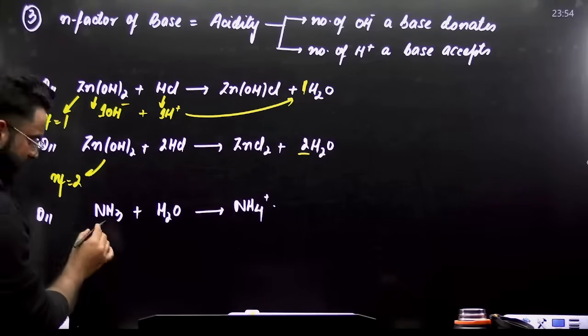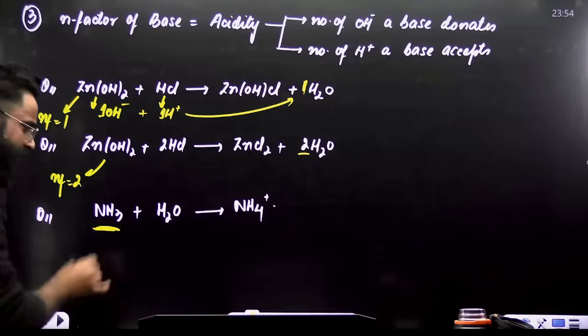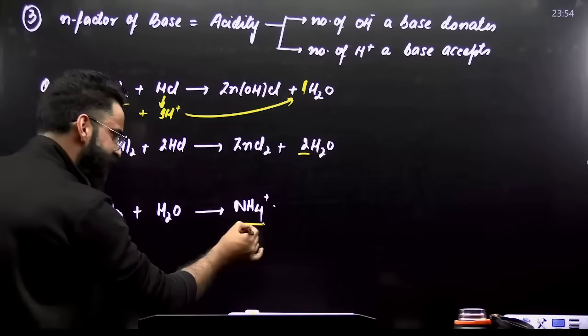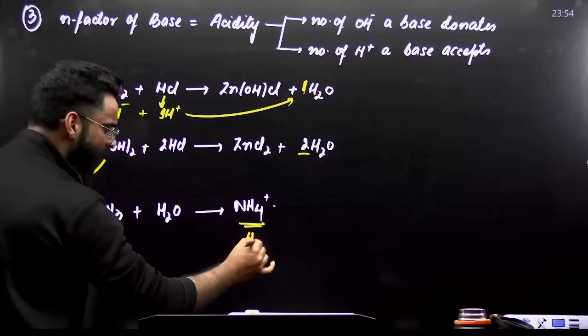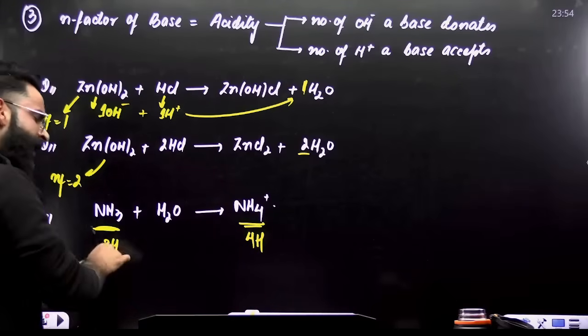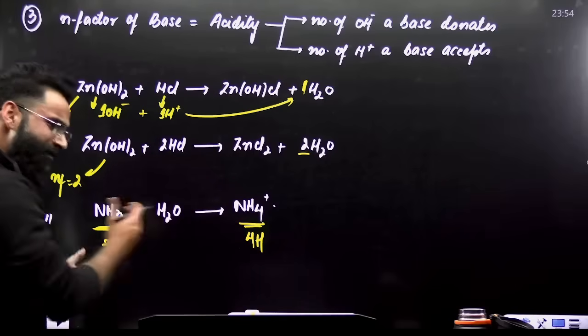Perfect. Now look here, ammonia. Ammonia is the base. Perfect. When you are introducing this in water, it gets converted into NH4 positive. Over here, how many hydrogens do you see? 3. Over here, how many hydrogens do you see? 4. That means when ammonia was introduced in water, has it accepted 1 H positive?